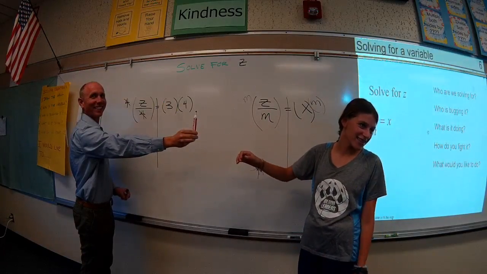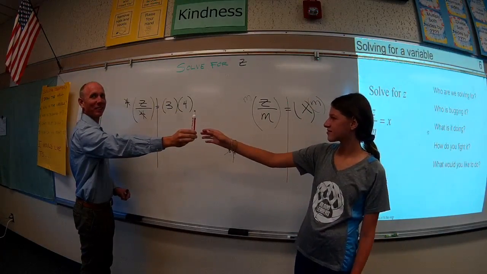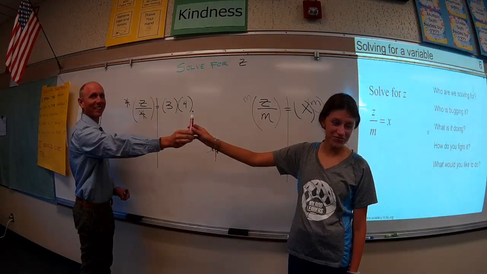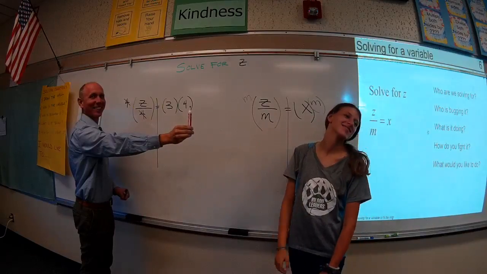You're gonna cross out the m in the fraction on the left side. You're gonna cross it out so it's cancelled out.